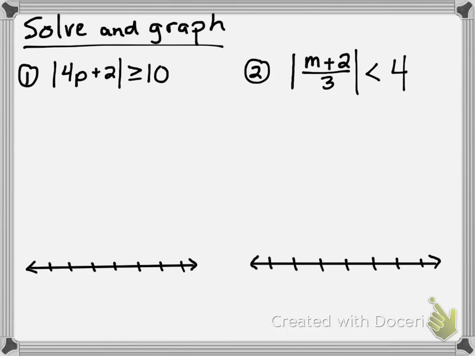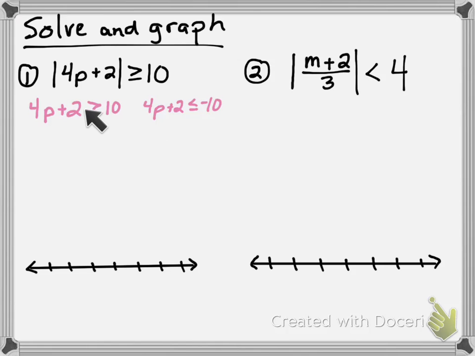Alright, so first I see that number 1 isn't one of my trick ones, because there are absolute values that could be greater than or equal to 10, but there are also some that aren't. Okay, so I know I need to solve this. I have the absolute value by itself, so I need to split it into two inequalities. So I have 4p plus 2 is greater than or equal to 10, and I have 4p plus 2 is less than or equal to -10.